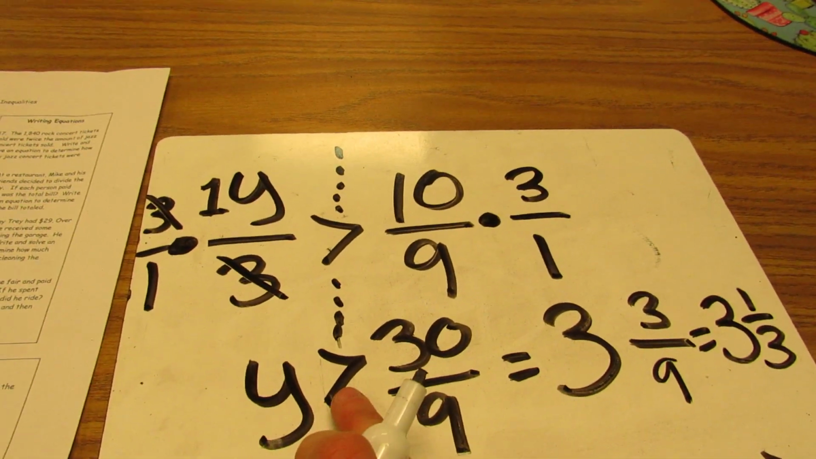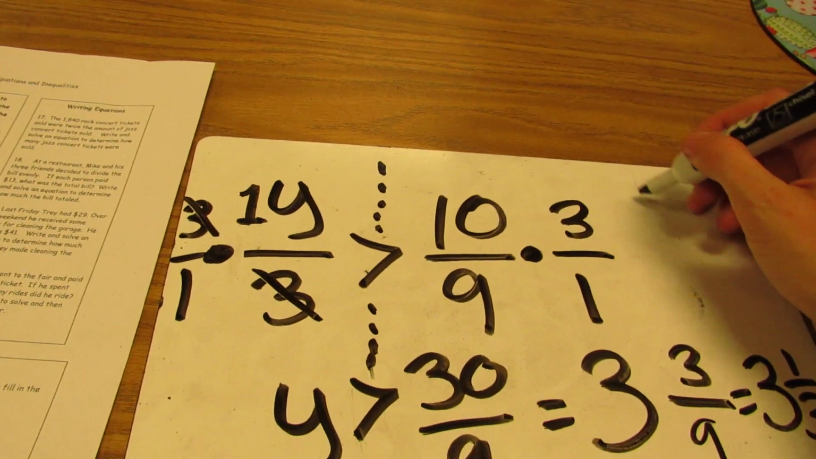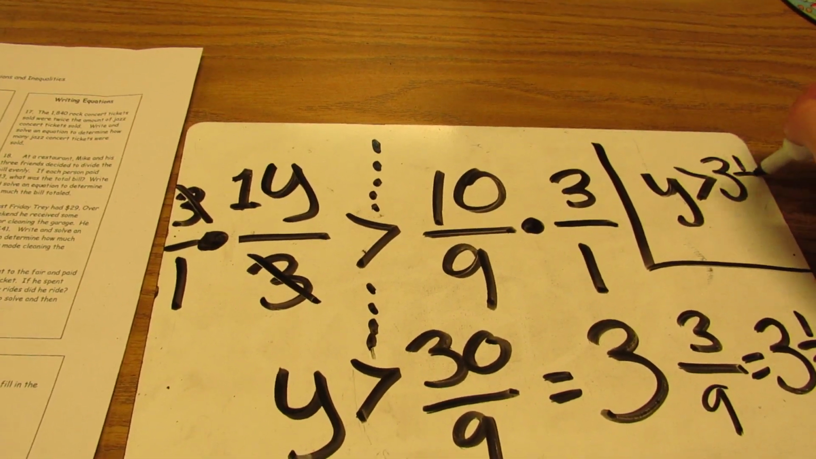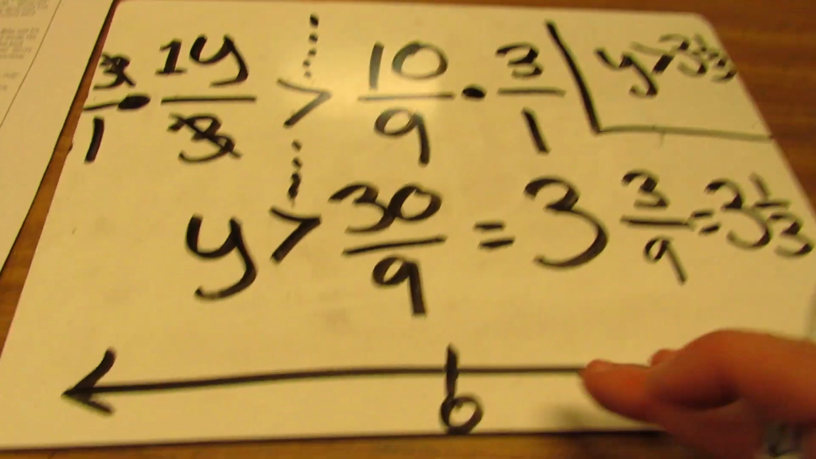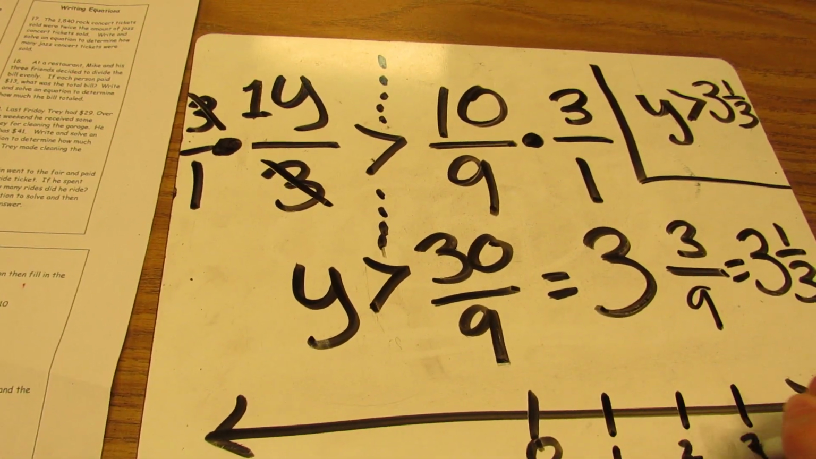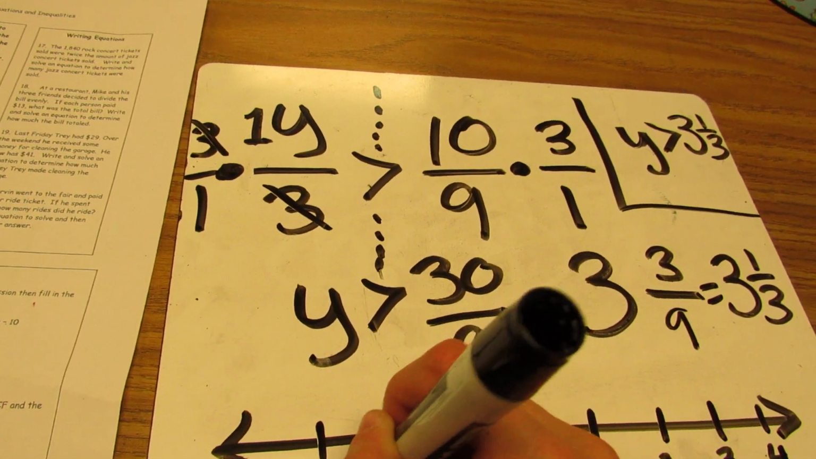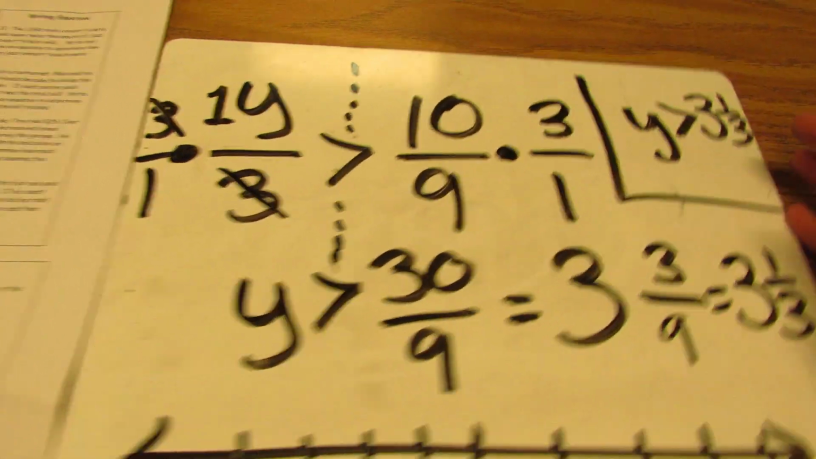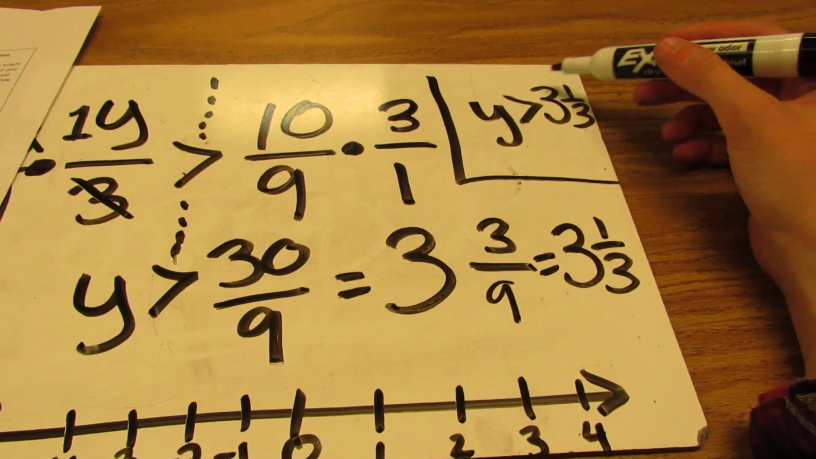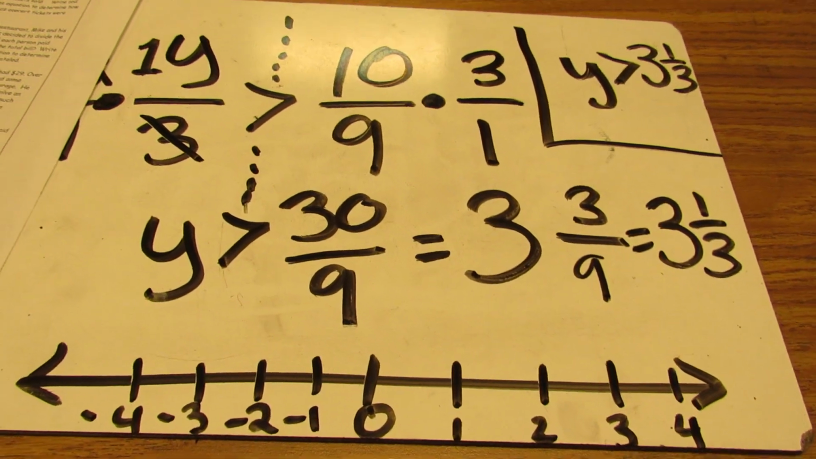So y is greater than 3 and 1/3. Does everybody see that? I'm going to go ahead and rewrite it up here. Y is greater than 3 and 1/3. That is my answer. So now it says I need to go graph. So I'm going to do 1, 2, 3, and 4. 1, 2, 3, 4. Okay, so this is saying that y is going to be bigger or greater than 3 and 1/3. We need to figure out where 3 and 1/3 is first.